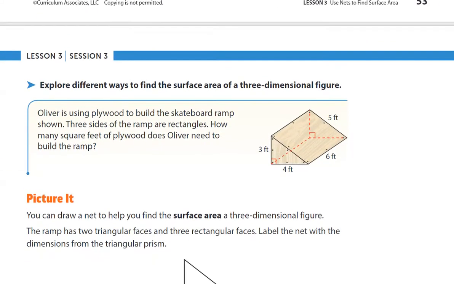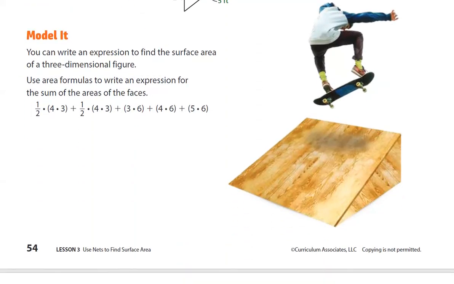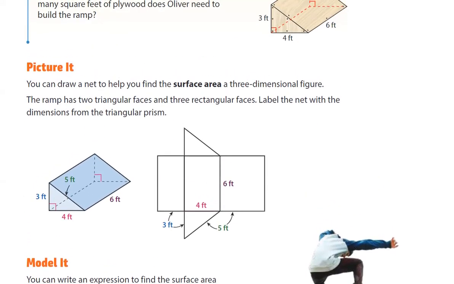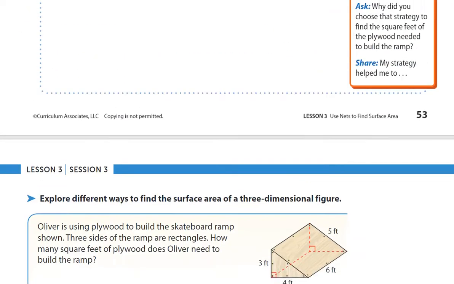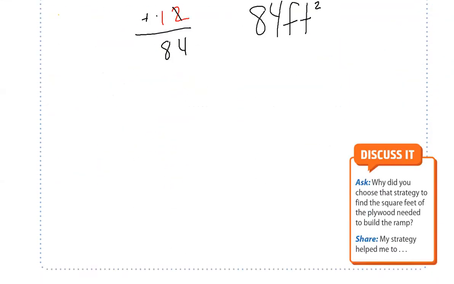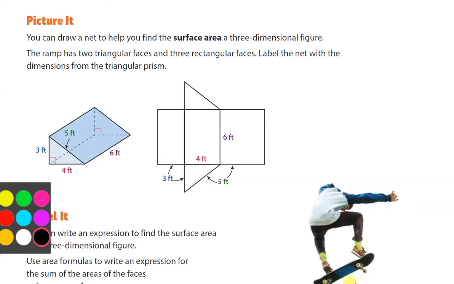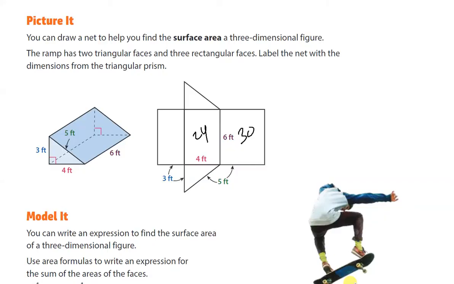Okay, there are 2 methods here to figure this out that they're going to give you. There's a picture it, and there's a model it. The picture it is basically flatten it, make a net, and find the area of each shape individually, which we did. We found this was 24, right? Am I right, or is that 30? That one was the 30. 24, 18. This one was 30, 24, 18, 6, and 6. We found the area of each piece, add them together, and it was 84 square feet.